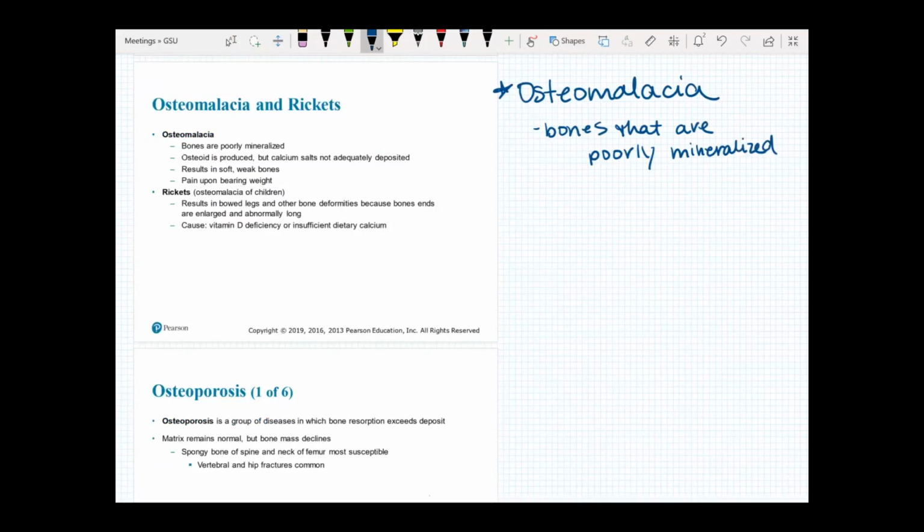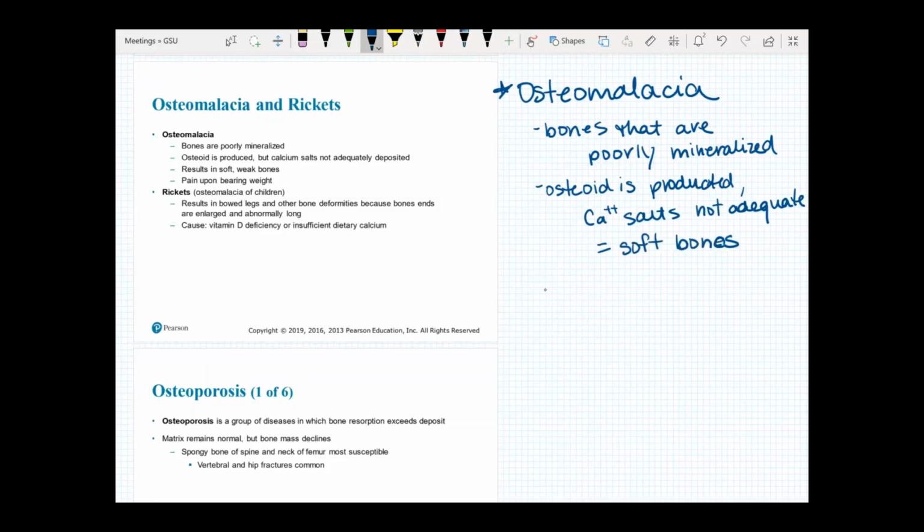So they're poorly mineralized. What's happening with this is the osteoid is produced, so you will actually have the structure in place. But the calcium salts are not adequate. So you will be doing what you should be doing, but it's not being done with the right amount of calcium salt. So what you'll actually end up with is something called soft bones. You just do not have enough of the calcium salts in order to make it hard.